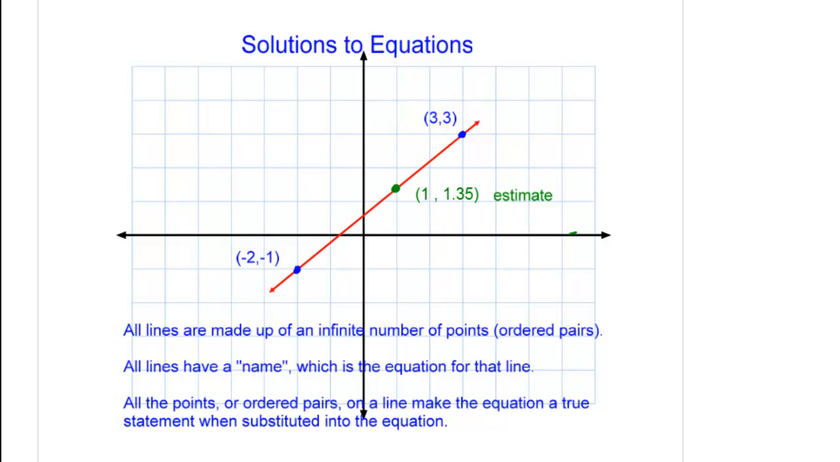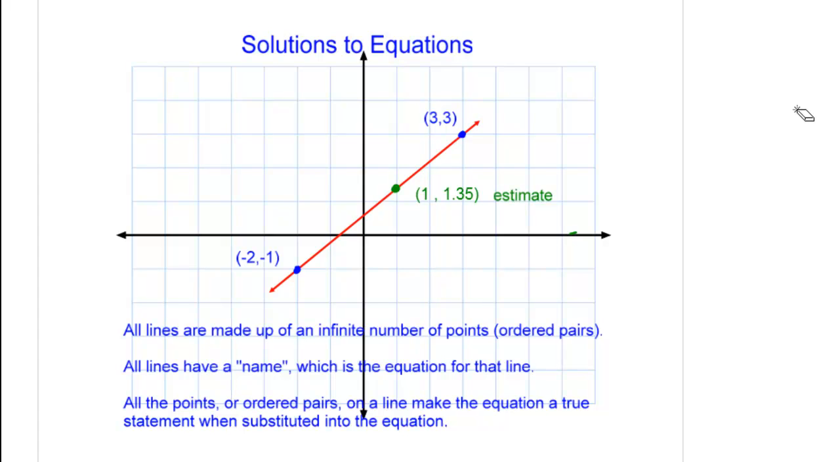Now we'll talk about solutions to equations. When you have a coordinate plane, you can have a bunch of points or ordered pairs that are just random, or you could have some that form a line or some other type of equation. Equations can be linear, which means they form lines, or there are other special types of equations that you will study later.